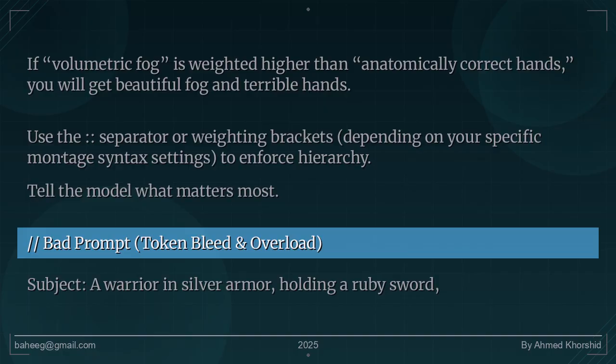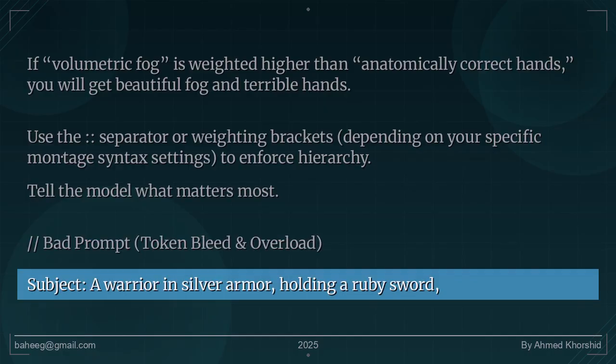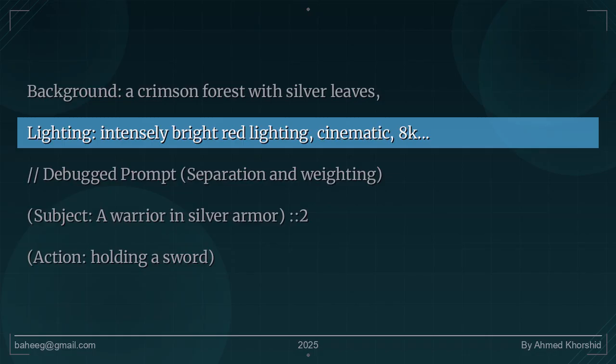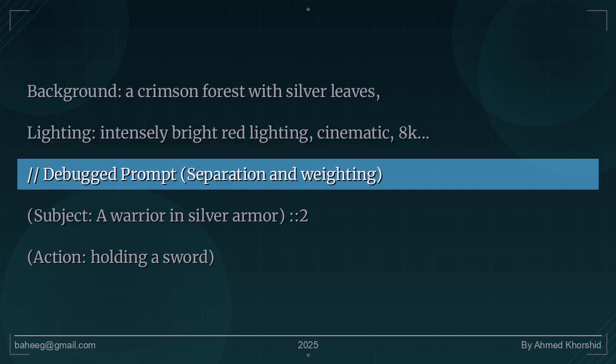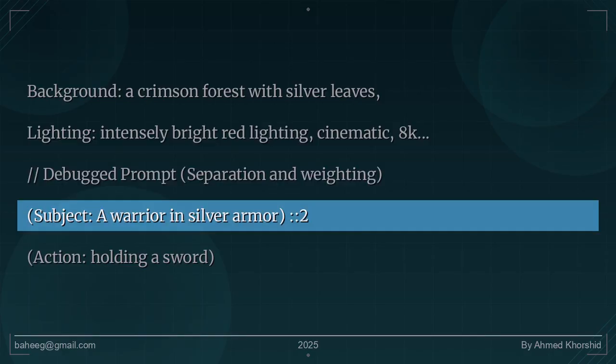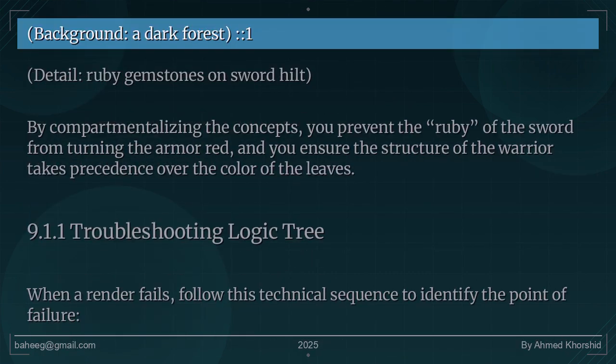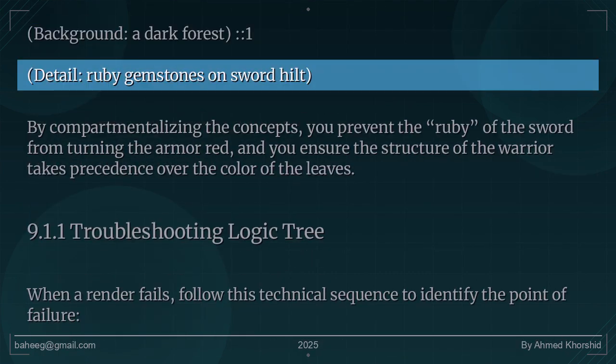// Bad prompt, token bleed and overload. Subject: a warrior in silver armor, holding a ruby sword. Background: a crimson forest with silver leaves. Lighting: intensely bright red lighting, cinematic, 8K. // Debugged prompt, separation and weighting. Subject: a warrior in silver armor, 2. Action: holding a sword. Background: a dark forest, 1. Detail: ruby gemstones on sword hilt.